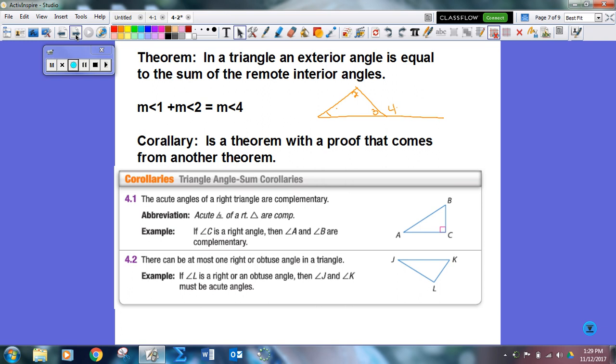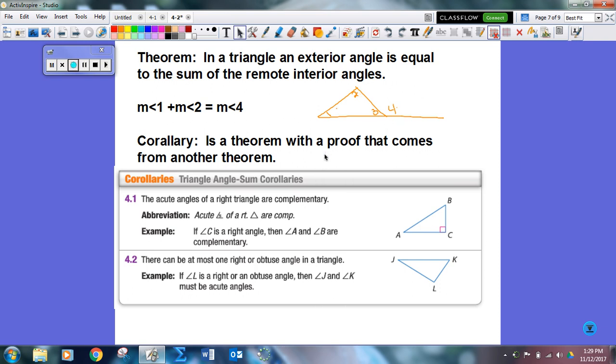How 1 and 2 are related is that an exterior angle is equal to the sum of its remote interior angles. So in that drawing we had, 1 and 2 are the remote interior angles of angle 4, meaning they're inside the triangle and away from it. So if I add 1 and 2 together, I get 4.